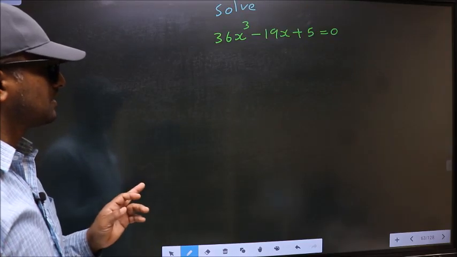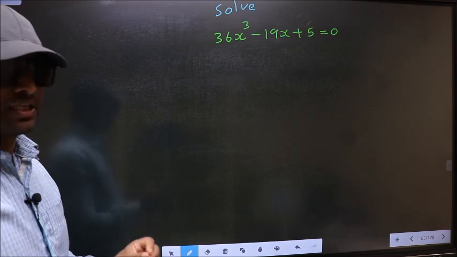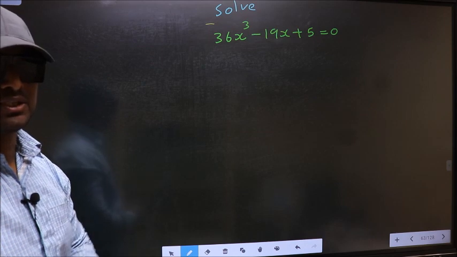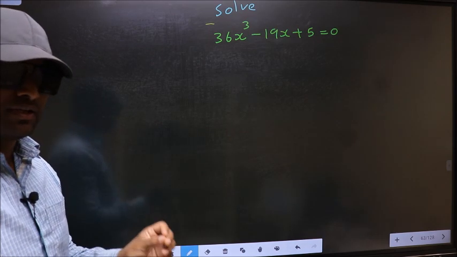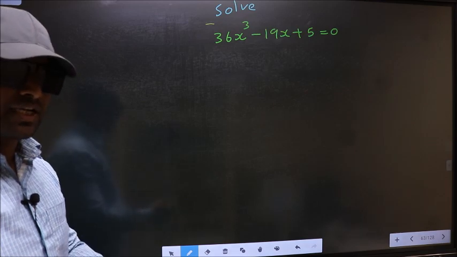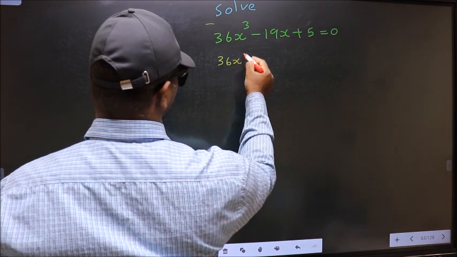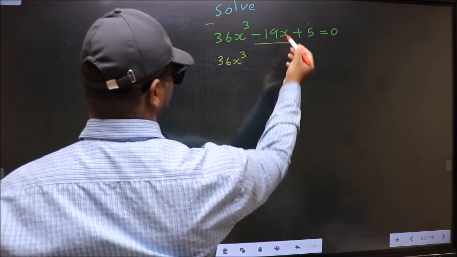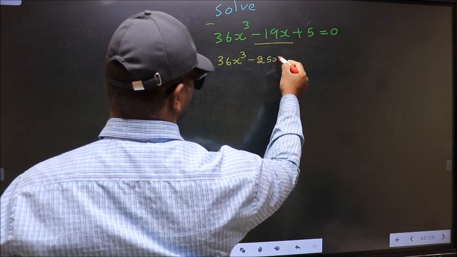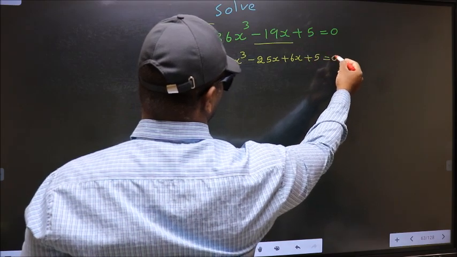Solve 36x cube minus 19x plus 5 equal to 0. Here they told us to solve, which means we should get the values of x. For that, here we have to change the x term. What I mean is, see, 36x cube in place of minus 19x, now I write minus 25x plus 6x plus 5 equal to 0.